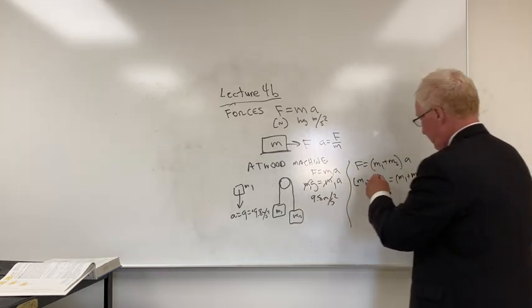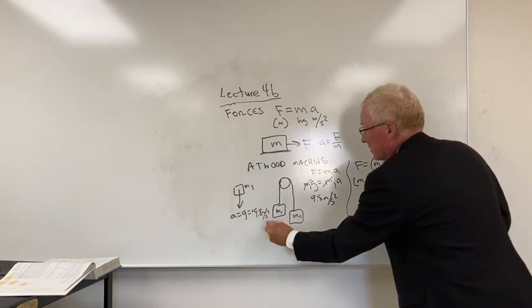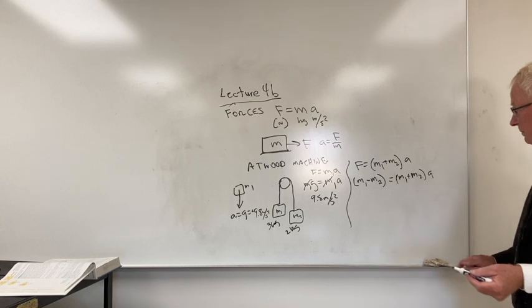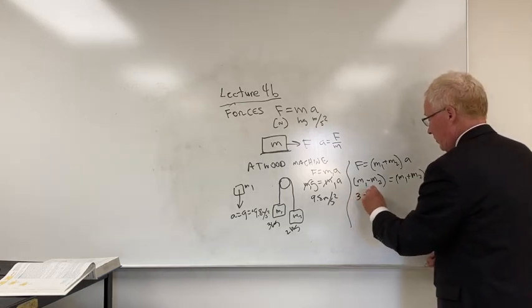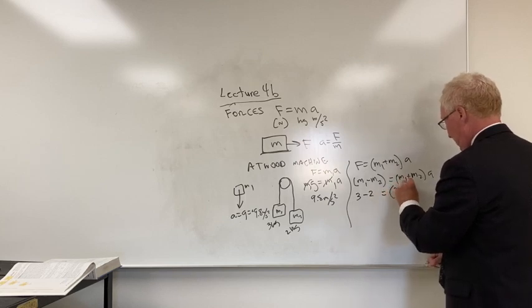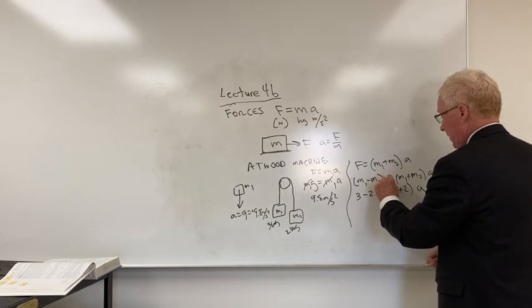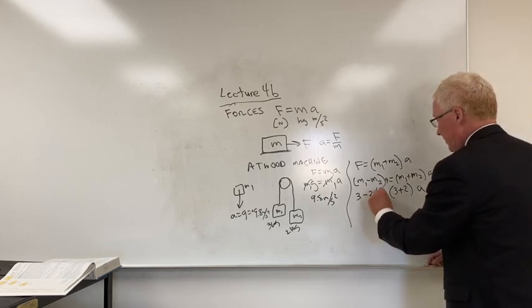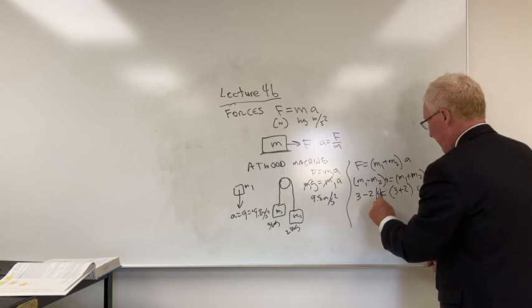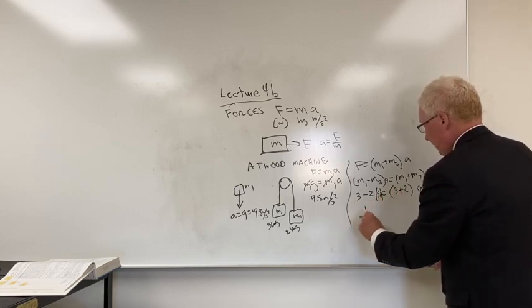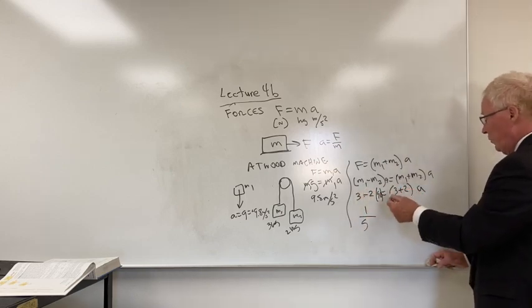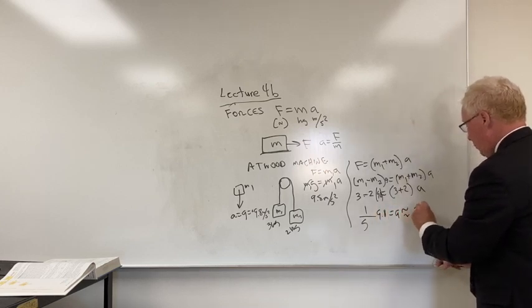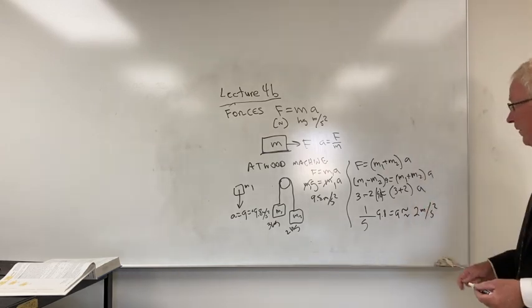To make it simpler, I'll make this one 3 kilograms and this one 2 kilograms. What would be the acceleration? It would be 3 minus 2 equals 3 plus 2 times a. Oh, times g, I forgot, because the weight is still mg. The force pulling is mg, but they're canceling out each other. So 3 minus 2 times 9.8 is 3 plus 2 times a, so a is 1 over 5 times 9.8, approximately 2 meters per second squared. So it's 1/5 because they cancel out.